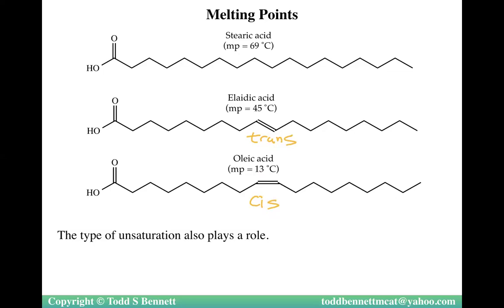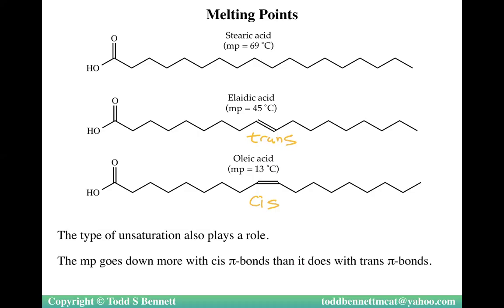Okay, so the type of unsaturation plays a role. And again, unsaturation means it has a pi bond. And you can remember this by saying saturated with hydrogens. If you have a double bond, that's one less H here, one less H here. So it's not saturated. You don't have the maximum number of hydrogens on the compound. Cis compared to trans, those bonds.